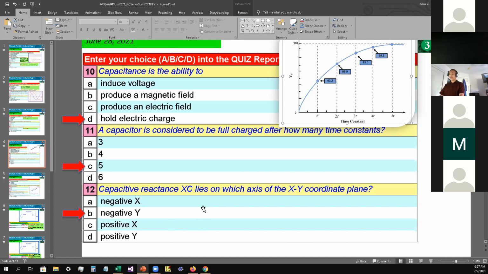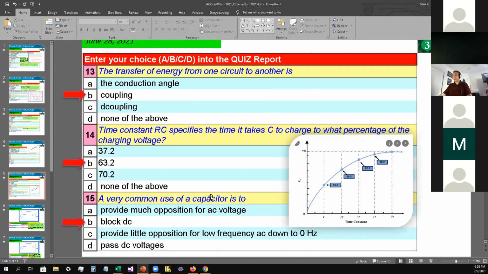Question: which one is X and which one is Y? Think of the XY coordinate, almost like your plane coordinate, right? Right here, this would be your Y axis that's going up like this, and the X axis is this here. Okay, thank you. You're welcome. Any question? Okay, next one.